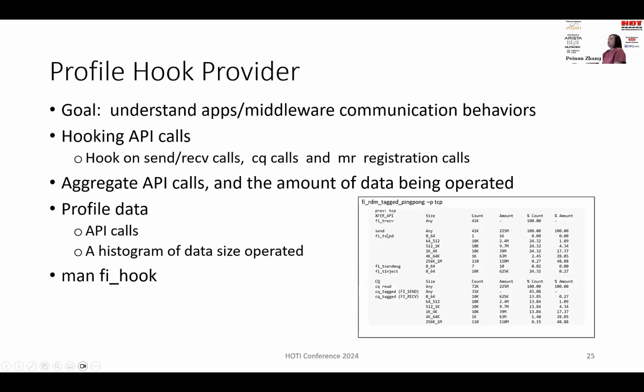In this particular example, we can see that for small size data, less than 64 bytes, inline injection is used, like FI inject. And for most send messages, around 75% will fall into these three buckets from 64 bytes to 4K bytes. We have a man page, FI hook, which has a section about the profile hook. We will describe the meaning of these columns in more detail there.